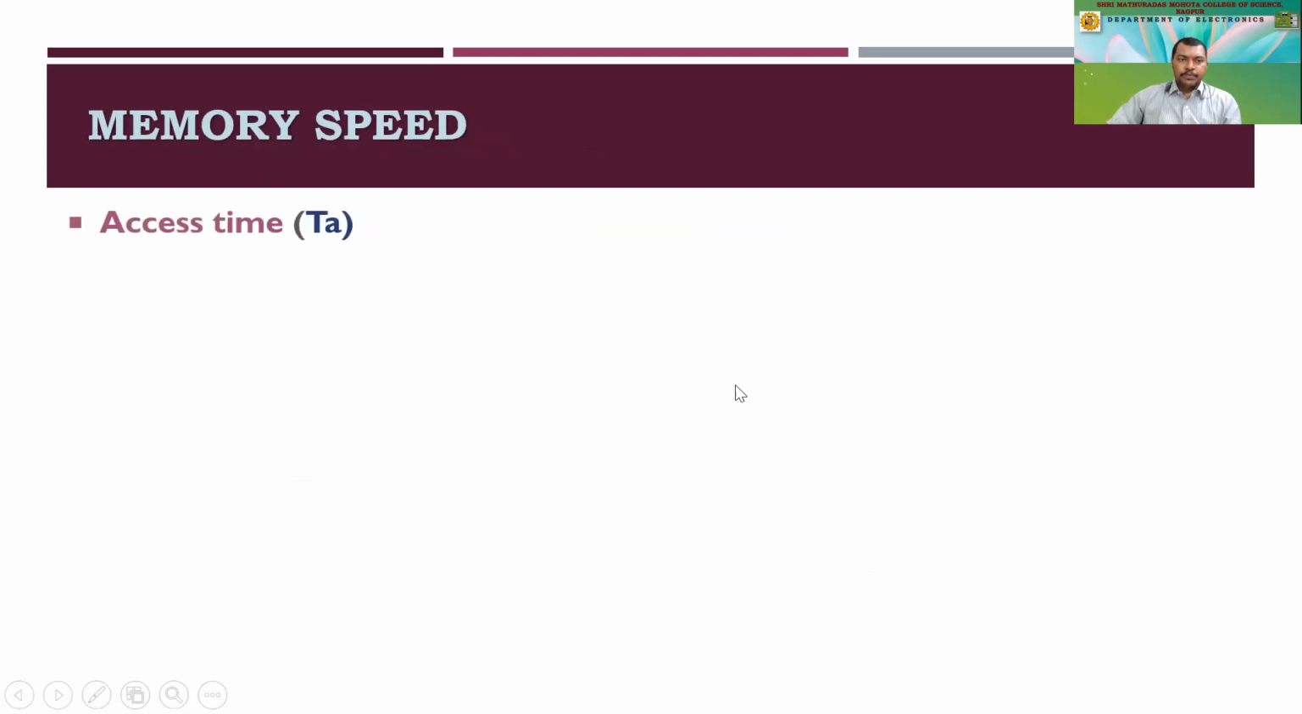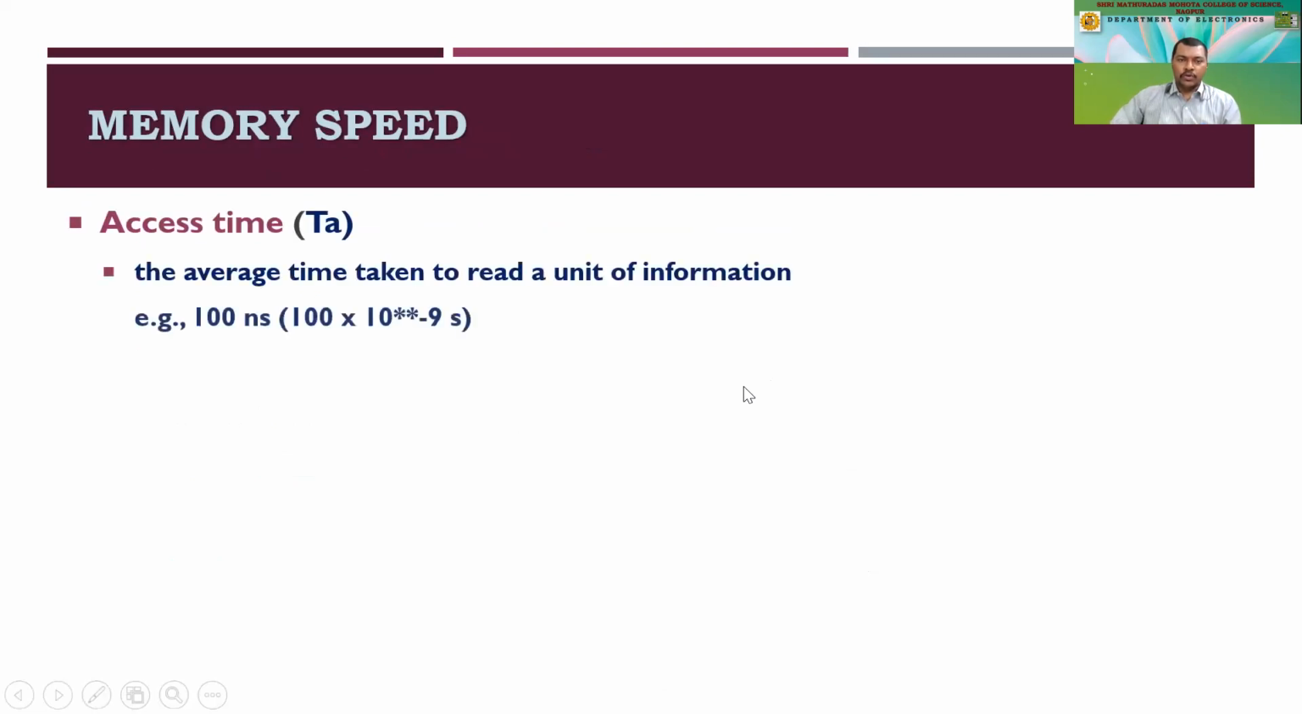Okay, then memory speed. Access time is the average time taken to read a unit of information. Example, 100 nanoseconds, which implies 100 into 10 raised to power minus 9 seconds. So nano means 10 raised to power minus 9. You should understand this nomenclature also.